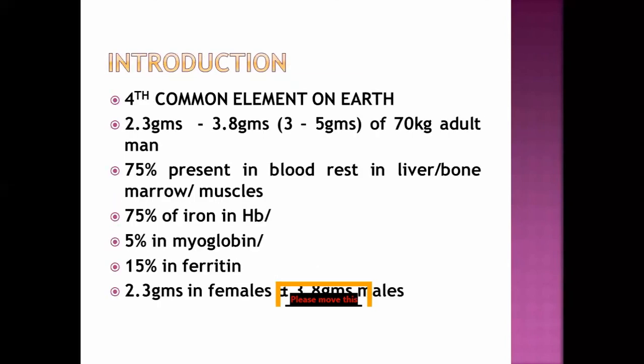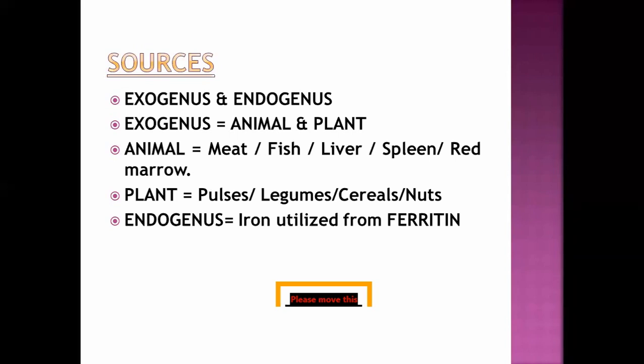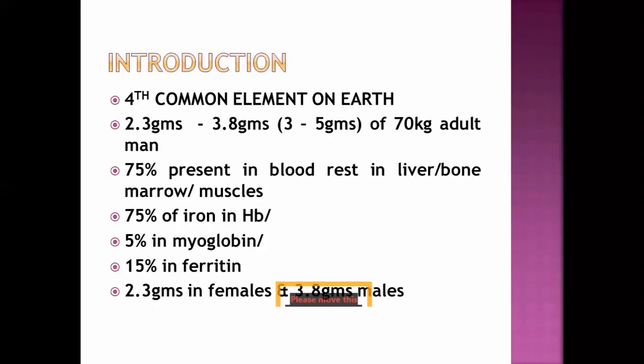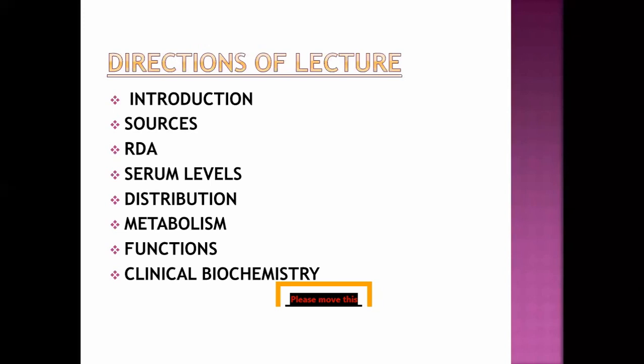Sources: two sources, exogenous and endogenous. Exogenous, animal or plant: meat, fish, liver, spleen, red marrow, plant pulses, legumes, cereals and nuts. Endogenous is the source developed from inside the body, synthesized, metabolized and utilized from the body. Iron utilized from ferritin in different metabolic reactions is the endogenous source. Then the daily required allowance depends upon age, sex and weight, as we already discussed. Serum level is 14.5 grams per 100 milliliter of blood, but its range is 11.5 to 14.5 in male and female.